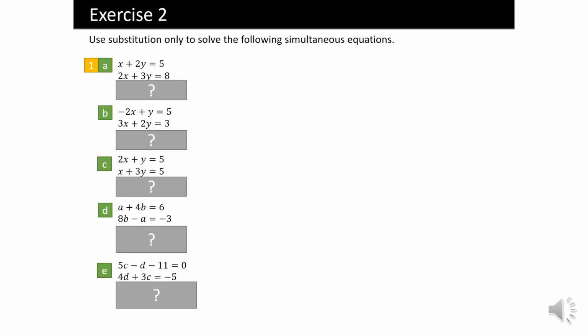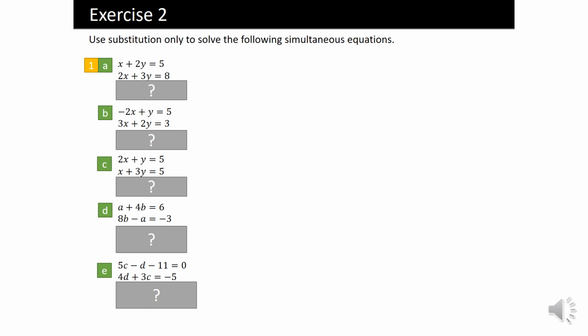Okay, here's exercise 2. These are all based on substitution, so have a go at these ones. With the graphical solutions, we won't have time to do that today because I'm already 17 minutes in. And it'll take a bit longer to explain, so we'll do that for tomorrow's topic, the graphical one. So we'll do algebraic simultaneous equations today and graphical tomorrow.